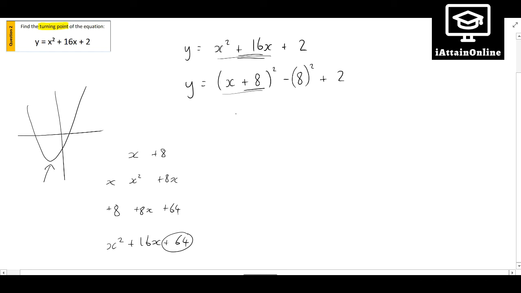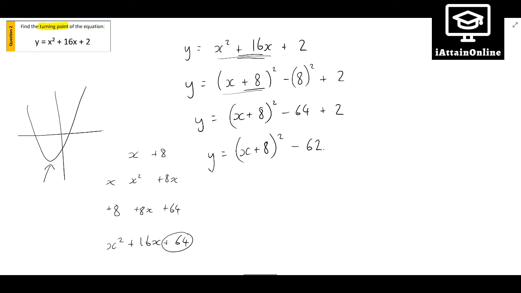So if I tidy this bit up, I get x plus 8 all squared, take away 64, 8 squared is 64, and then add 2. And then I'm going to just finish that up by going x plus 8 squared, negative 64 plus 2 gives you negative 62. Now, we can use this to find the turning point of the graph, so the coordinate of the lowest point of this graph.